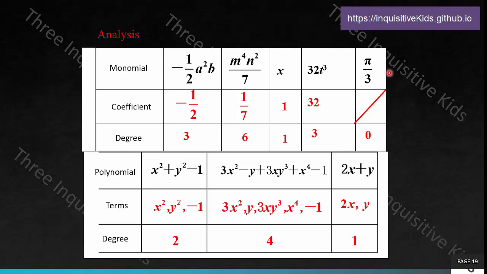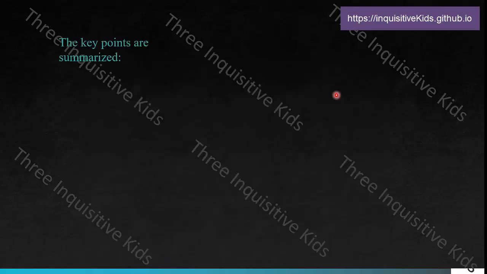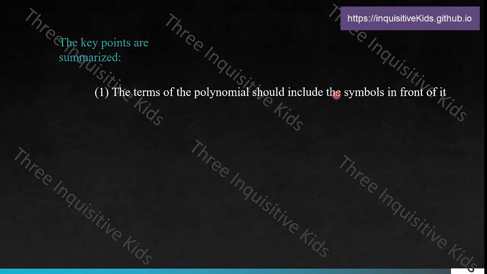2x plus y. Terms 2x and y. Degree 1. So the key points are now summarized for you. Take a close look at this. This is a summary of everything we learned.